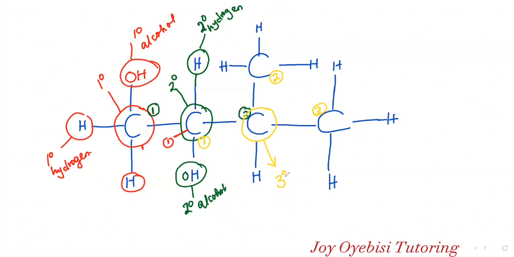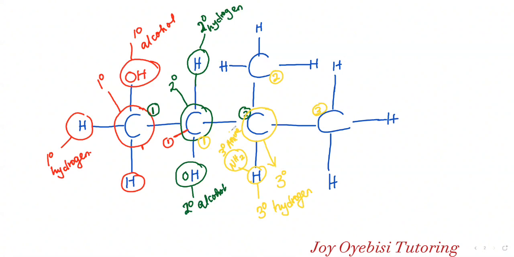Whatever is attached to this particular carbon, for example this hydrogen, is going to be a tertiary hydrogen. And if we change that hydrogen to something else, let's say this was changed to NH2, that would then also become a tertiary amine. So whatever is attached to the carbon that is tertiary becomes tertiary as well.